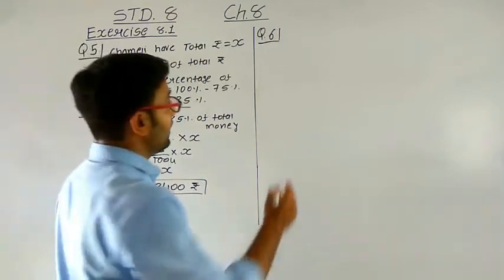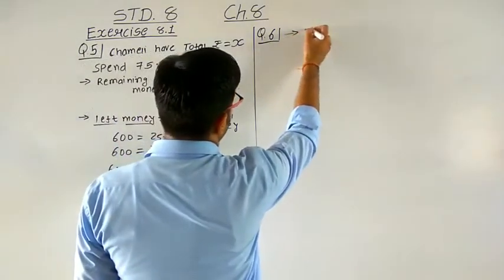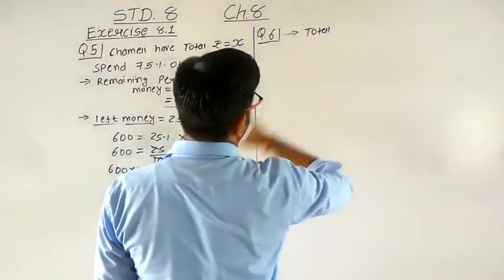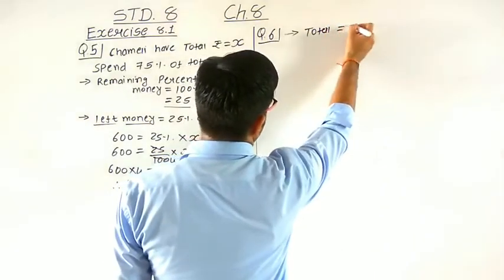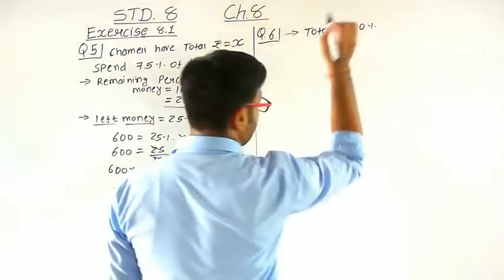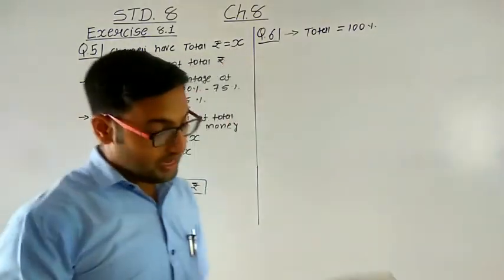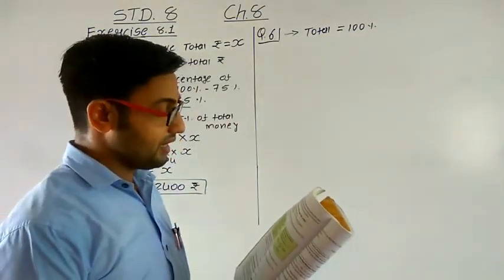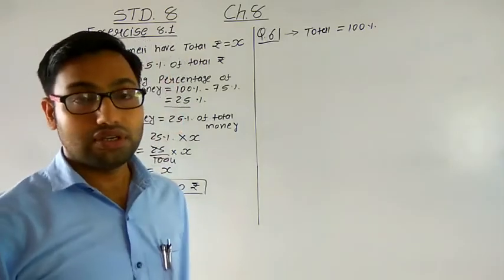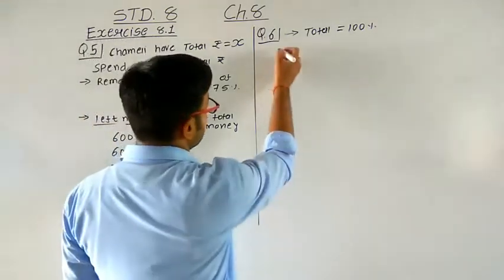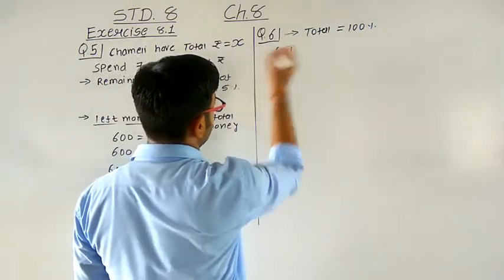So here we know that we can take the total as 100%. Whatever the quantity is, we can take it as 100%. Now out of that, how many people like cricket? 60% of people like cricket. So 60% of people like cricket.